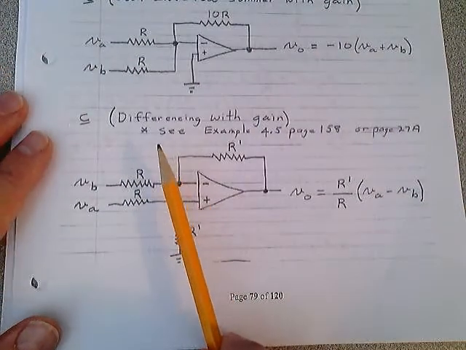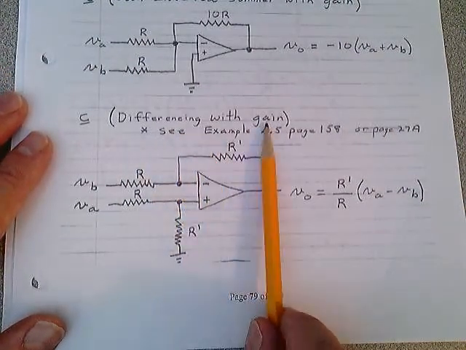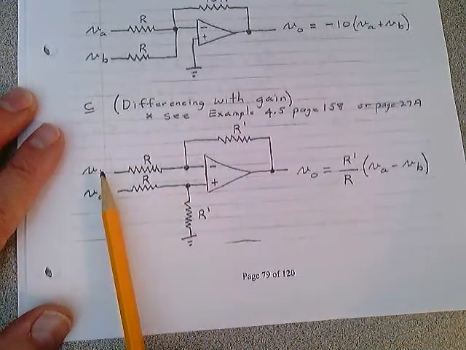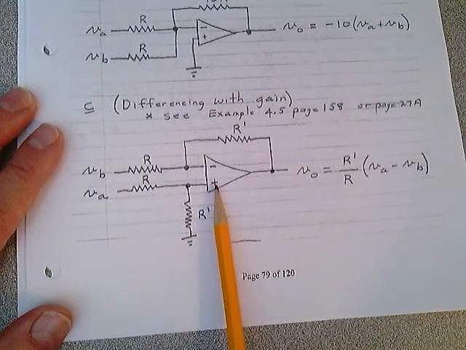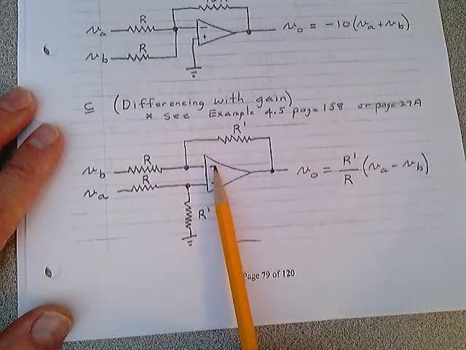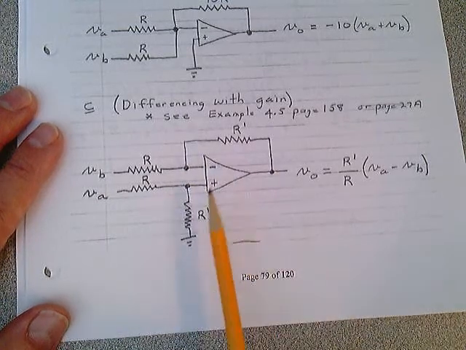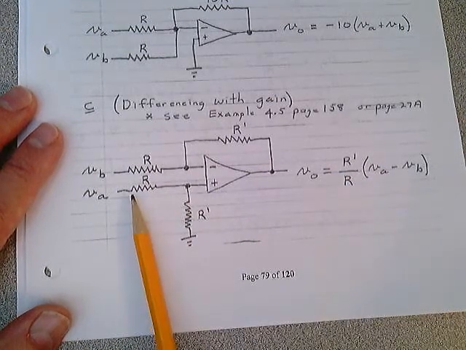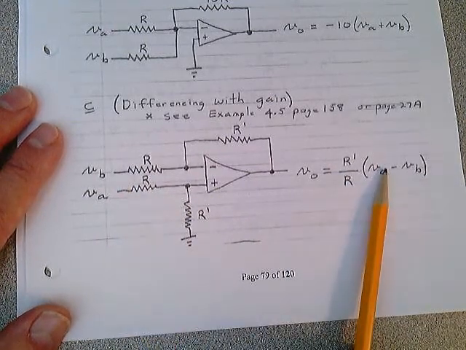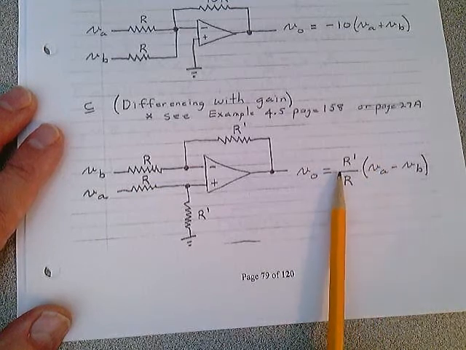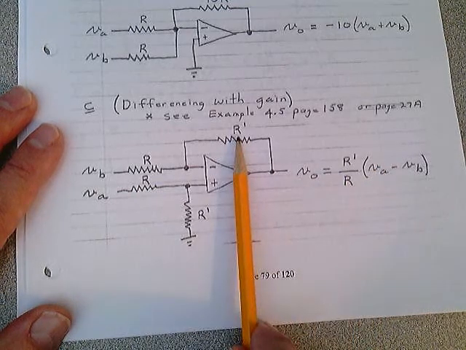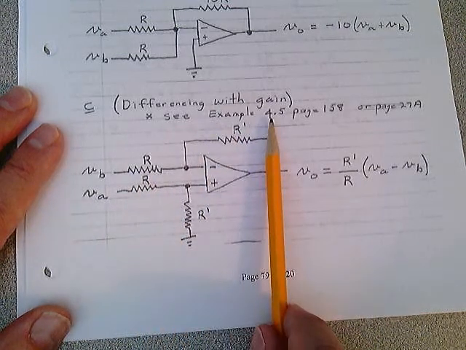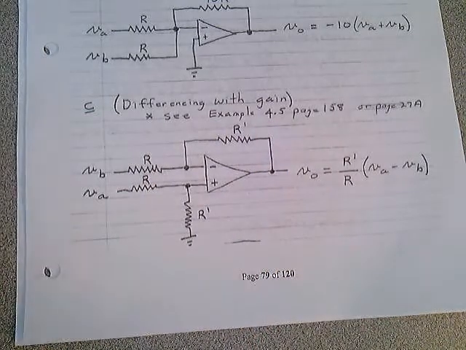And then finally, a differencing amplifier with gain. They work out the equation. Here, if you take a look, we have VA going into the non-inverting input, and we have VB going into the inverting input. This resistance is the same as this, and this is the same as that one. The output expression is the difference of the voltages, VA minus VB, times a gain factor of this divided by this resistance. And you can see example 4.5 on page 158. They actually work this problem out.